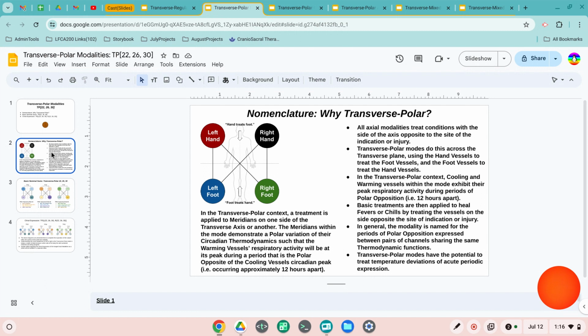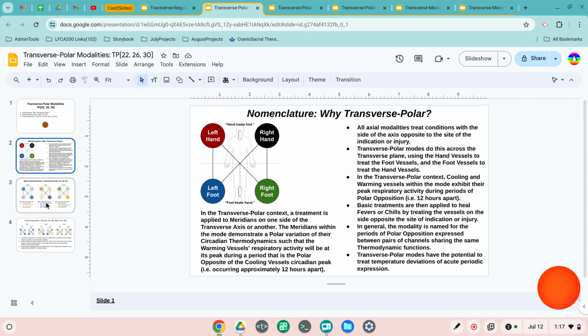Basic treatments are then applied to heal fevers or chills by treating the vessels on the side opposite the site of indication or injury. In general, the modality is named for the periods of polar opposition expressed between pairs of channels sharing the same thermodynamic functions. Transverse polar modes have the potential to treat temperature deviations of acute periodic expression.